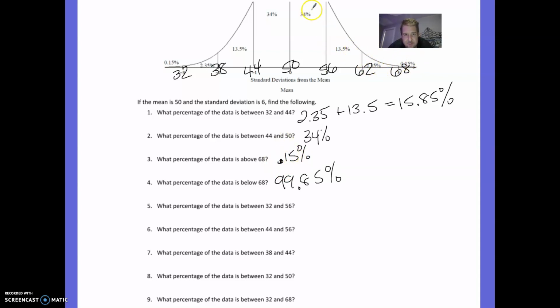because this category, or you could add them all up. This plus this plus this plus this plus this plus this plus this. That's adding up 7 categories.